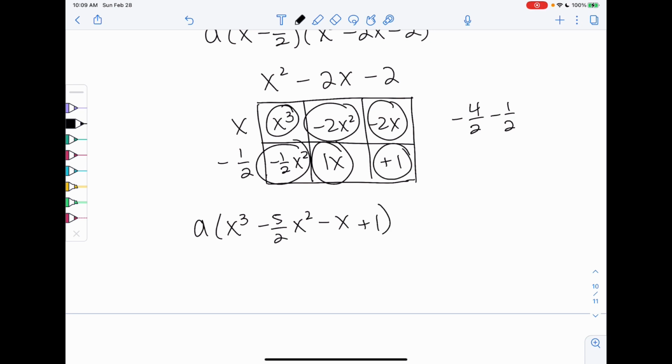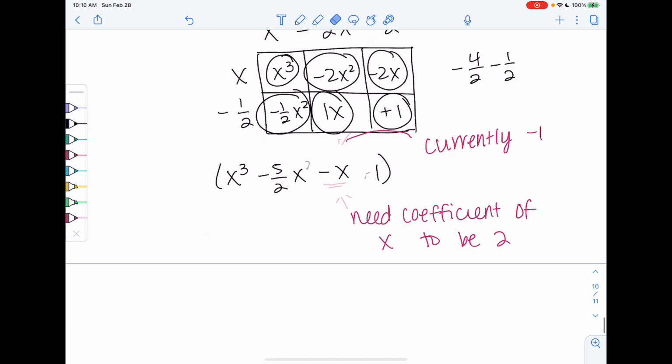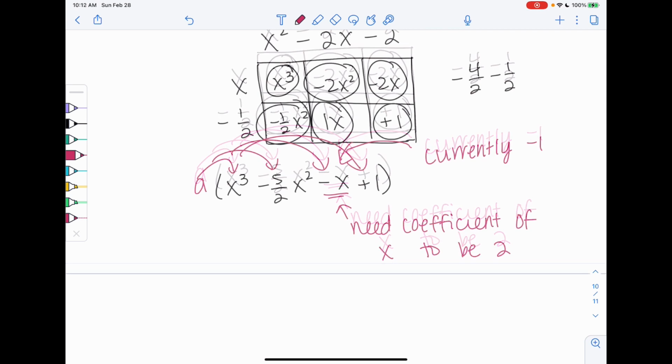And so notice the coefficient of x right now is not 2. So we need the coefficient of x to be 2. Right now, without the a, the coefficient is negative 1. That's what the coefficient means. So we're going to distribute the a, and then we're going to figure out a so that this term has a coefficient of 2. And that'll be it. So a can be anything, and we get the same zeros. So a can be anything, and it doesn't change the zeros. That's why we don't know what a is.